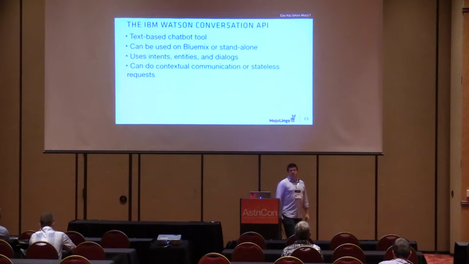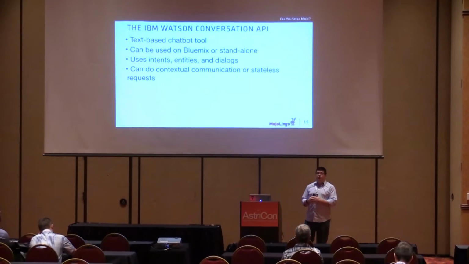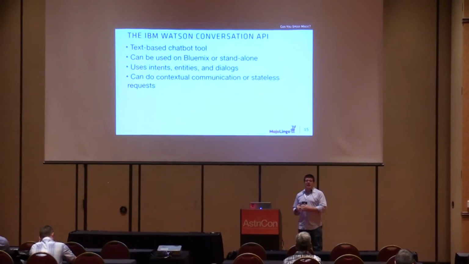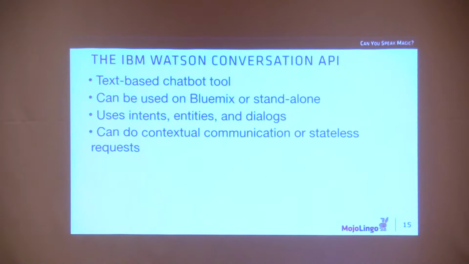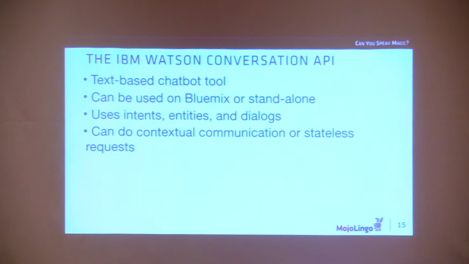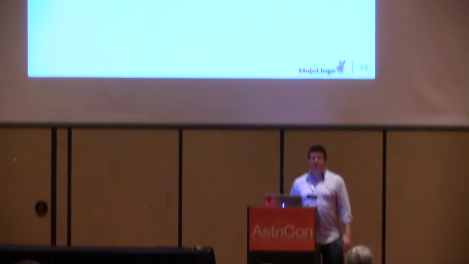The IBM Watson Conversation API is a text-based conversation tool. You can either run it on Bluemix, which is their own cloud, kind of like a mixture between Heroku and, I don't know, it's Bluemix. The user experience with Bluemix itself is not great, so I will advise just creating the service and then running using a JSON API.